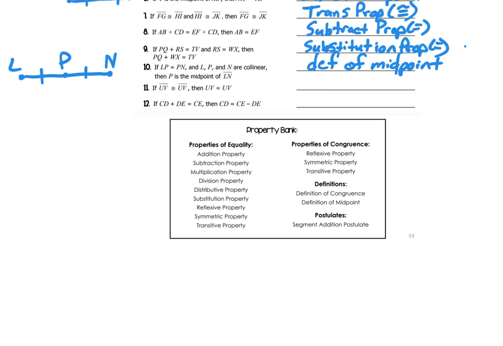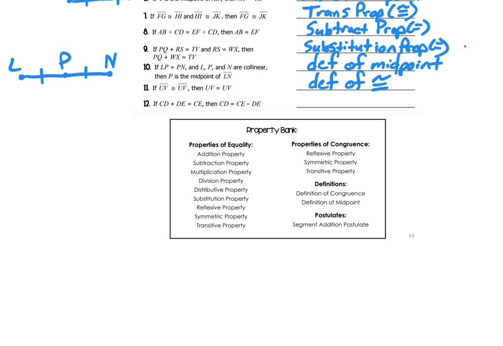If UV is congruent to UV, then UV is equal to UV. We had one very similar to this. Definition of congruence, just like number one. They just stated it in a different order, but it's still the definition of congruence. Okay.